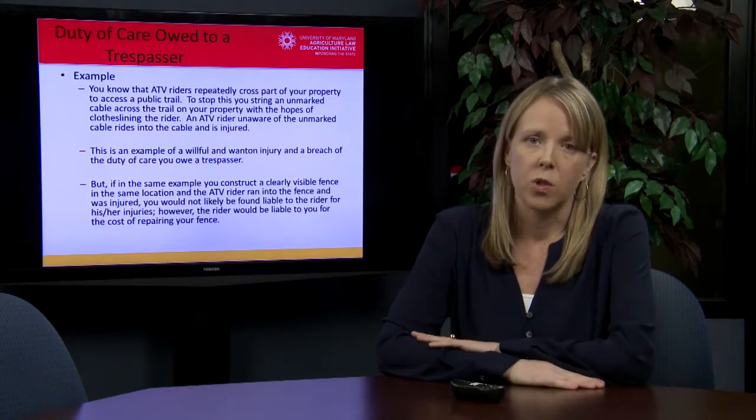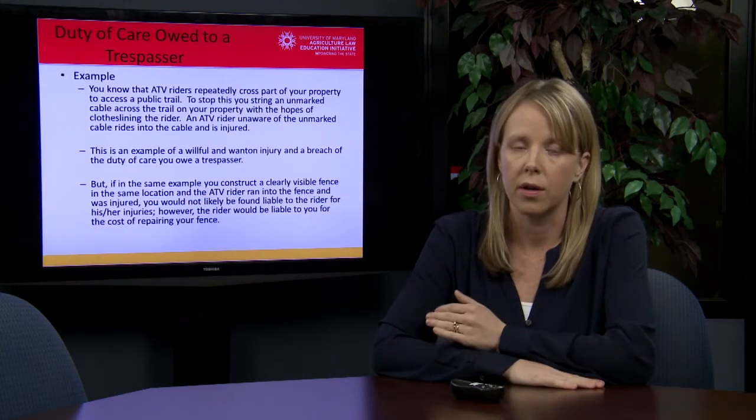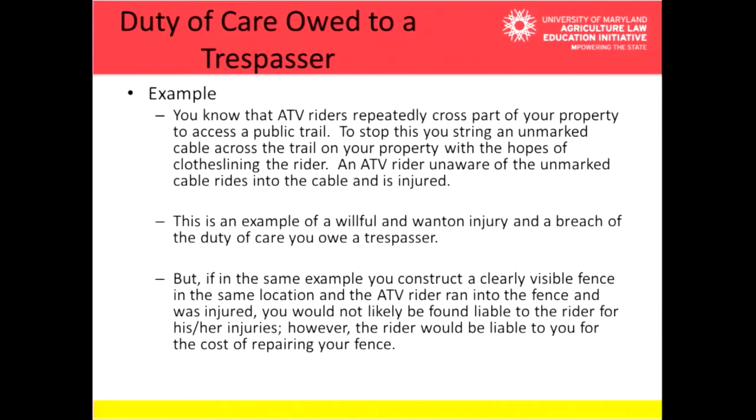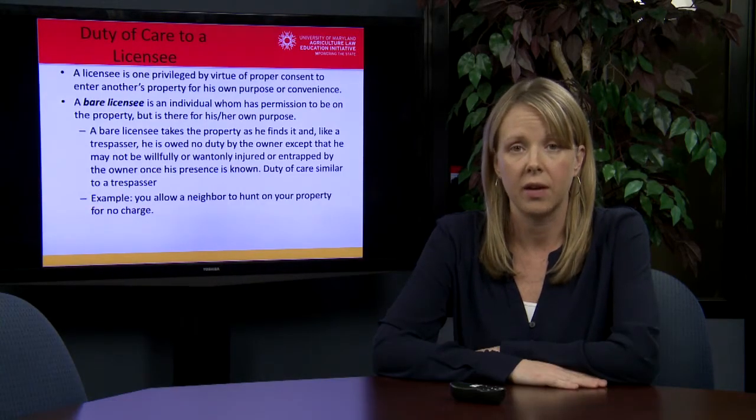By contrast, if you set up a clearly visible fence across the trail or erected another no trespassing sign that would be clearly visible to anyone trespassing, you would not be found liable if the rider still managed to injure themselves by crashing into the fence, for example. The next classification that we're going to talk about is that of a licensee.